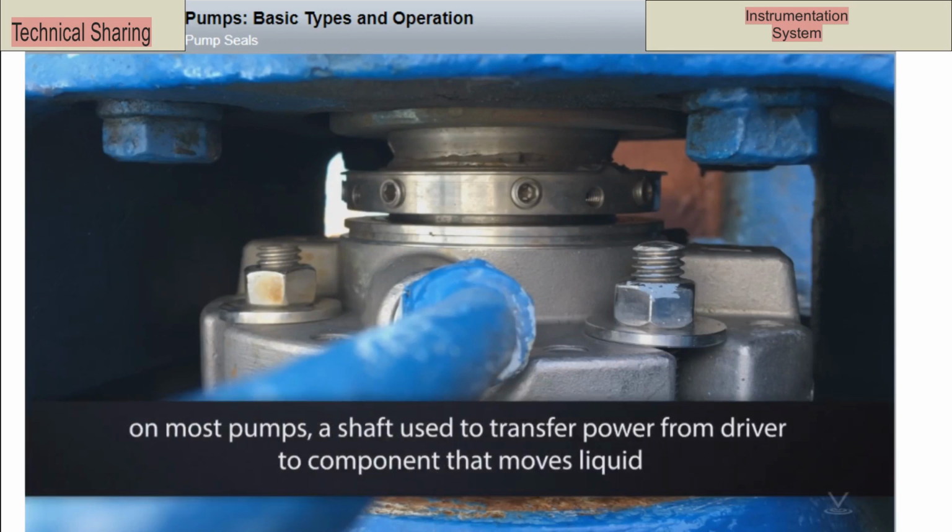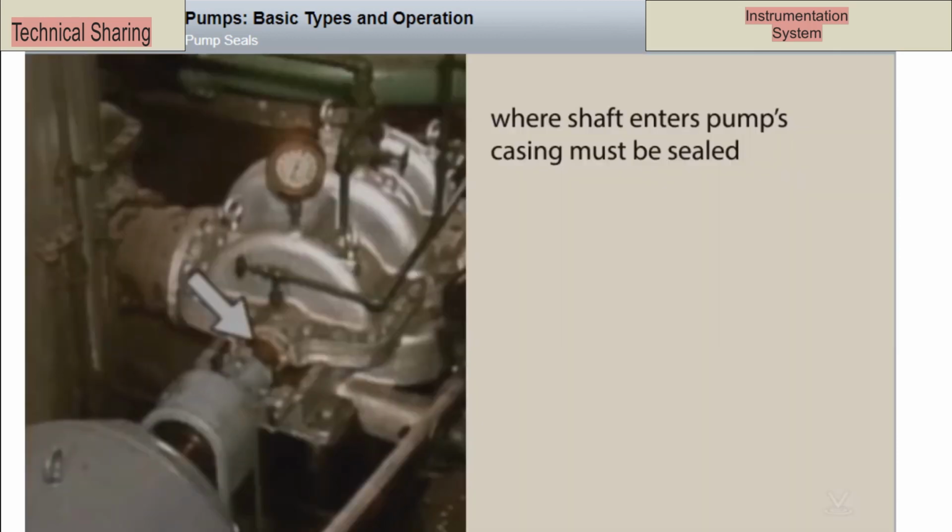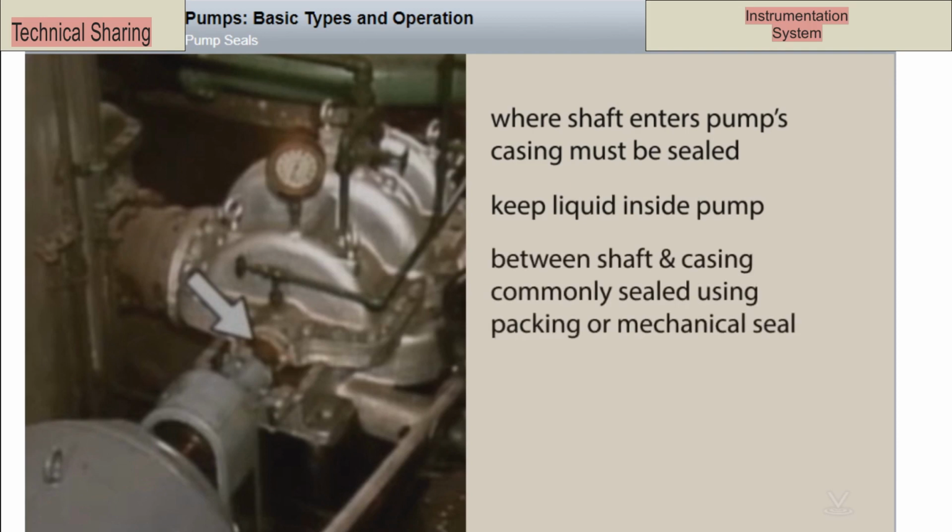On most pumps, a shaft is used to transfer power from a driver to the component in the pump that moves the liquid. The point where this shaft enters the pump's casing must be sealed to keep the process liquid inside the pump. The area between the shaft and the casing is commonly sealed using either packing or a mechanical seal.